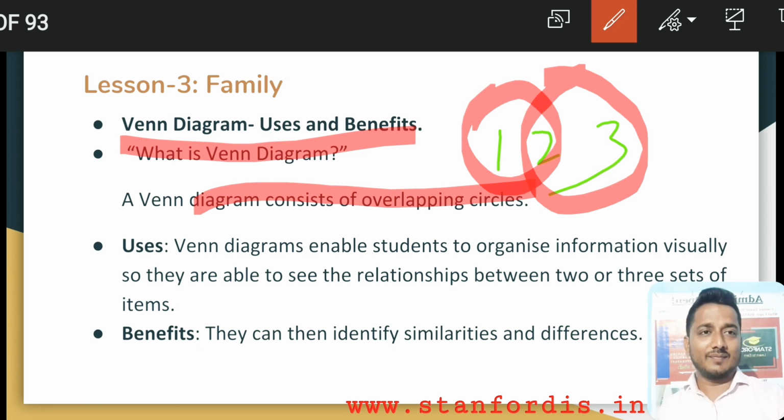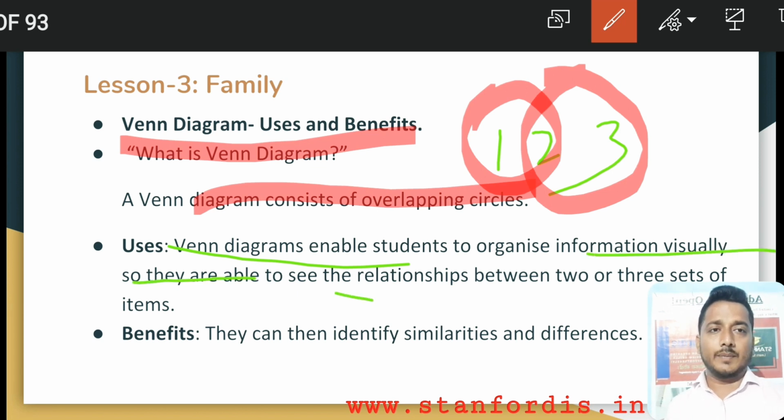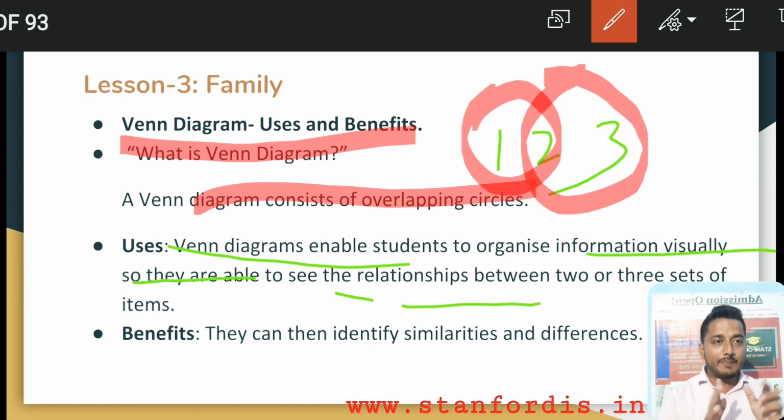So here, Venn diagram enables students to organize information visually so they are able to see the relationships between 2 or 3 sets of items. Venn diagram is very beneficial in terms of language, in terms of documentation. If you are a professional person, you will feel a huge difference between writing a paragraph, a passage, or a lecture, and writing in a Venn diagram. Your reader, your viewer will understand your information very clearly. It gives a very clear view about the information without any problem.